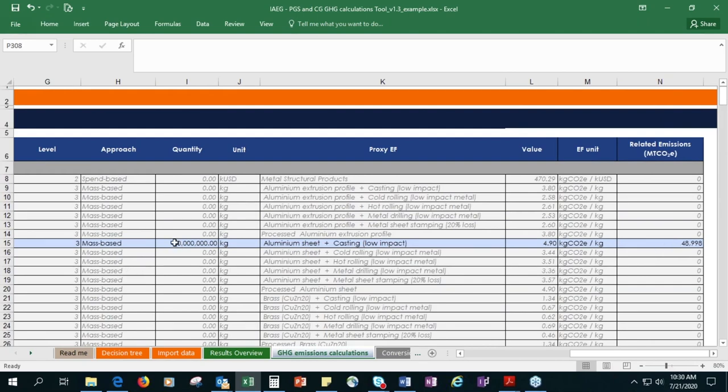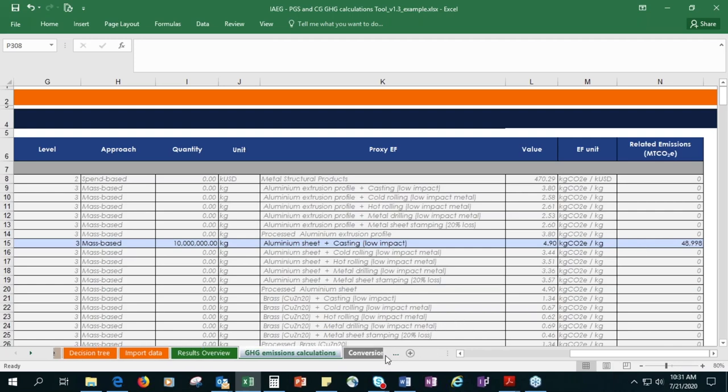So essentially it's the quantity that you've input multiplied by the value of the emission factor and then converted accordingly into metric tons of CO2, which is the common unit that most of the disclosures that we are asked to report to in our industry are requesting those emissions inventories.